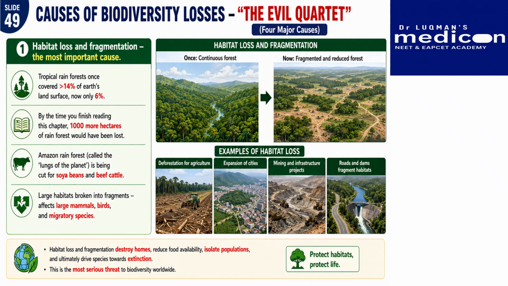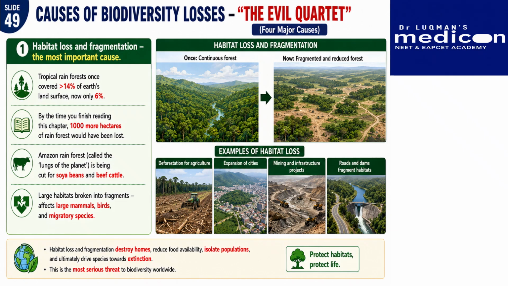Causes of biodiversity loss, the evil quartet. It means there are four major causes, and these evil causes are actually bad for biodiversity. Let's study the causes. One is habitat loss and fragmentation. The most important cause of biodiversity loss is habitat loss and fragmentation.